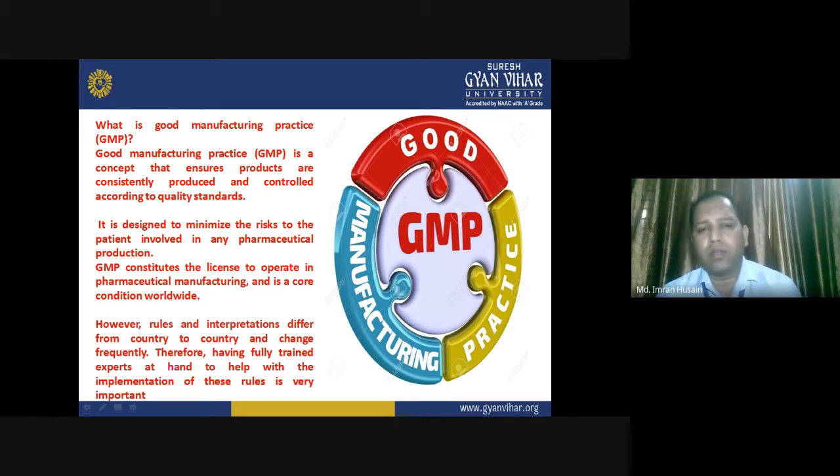What is good manufacturing practice? Good manufacturing practice is a concept that ensures products are consistently produced and controlled according to the quality standards. Right. So, whatever the products being manufactured in any industry or in any facility, they should be according to the standard. They should not be anything that is below standard, anything that is substandard. So, quality control is always followed in accordance with the rules and laws, right? So, everything is done accordingly.